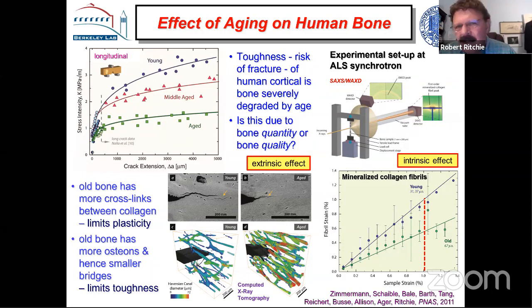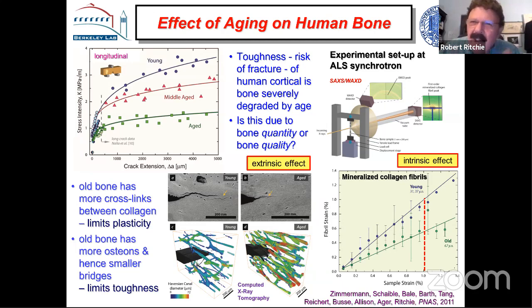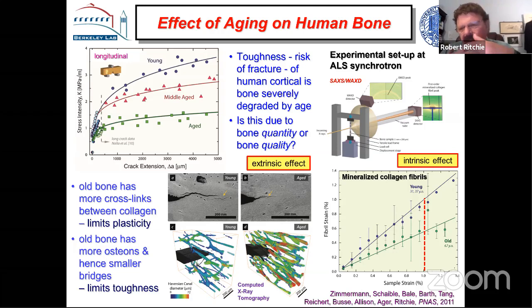There are many types of cross-links in bone. These are associated with glycation end products. You know, glycation is the accumulation of sugars, and this is what leads to these cross-links. And so this fibrillar sliding is much less effective, and that's like you've limited the plasticity intrinsically. So that's the other mechanism which degrades the toughness of bone. So bone, like many biological materials, can develop intrinsic and extrinsic toughening, but by the same token, they can degrade.